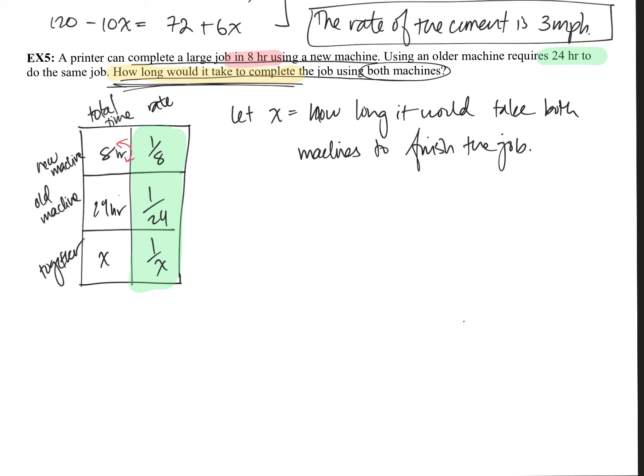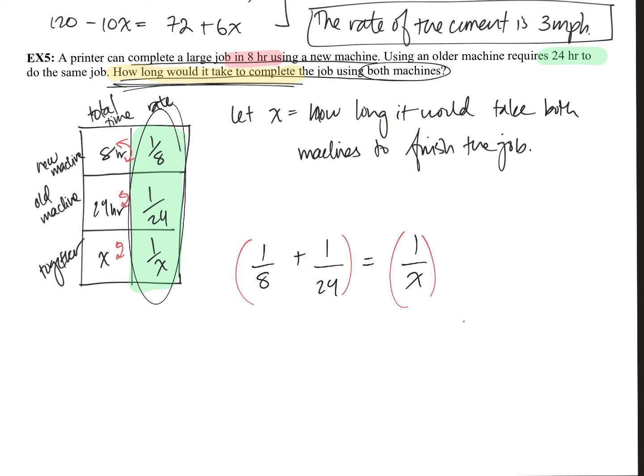Okay, and let's go ahead and use this. What do we know about this? Well, we know that the rate of the new machine, an eighth, plus the rate of the old machine, a 24th, should end up equaling the total rate they work together. Alright, let's go ahead and solve. So the two rates together should equal their total rate.